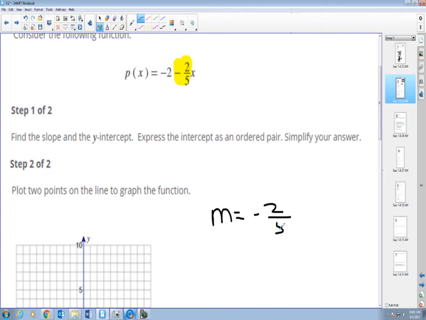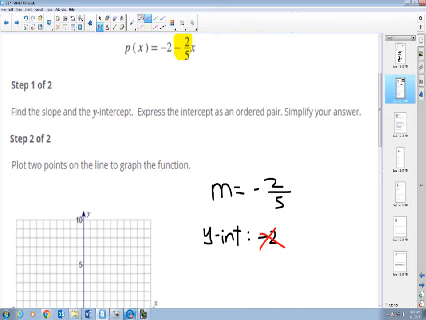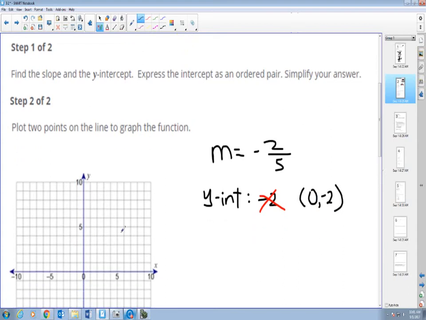My y-intercept, this number negative 2 is the y value of the y-intercept. So if you say negative 2 for the y-intercept, it's actually incorrect. You have to write it as a coordinate. So you have to say that's 0, negative 2. As you can recall, the y-intercept is a point where the line crosses the y-axis. And on the y-axis, all the x values are 0.